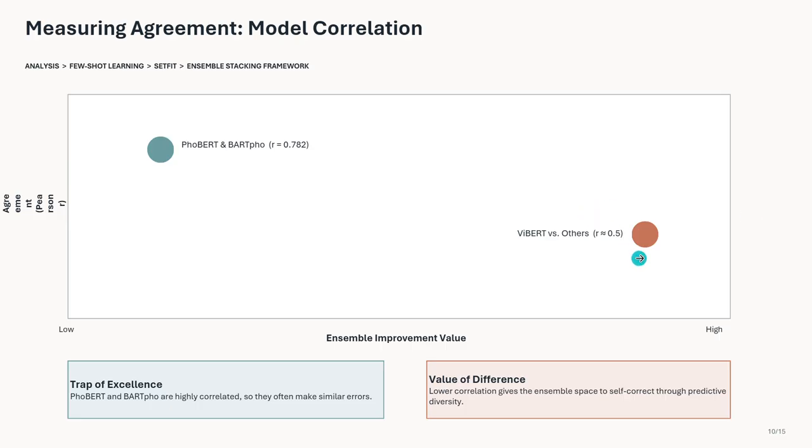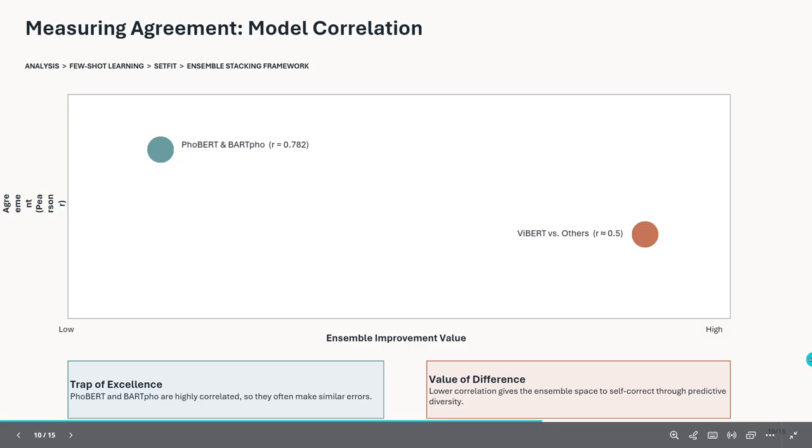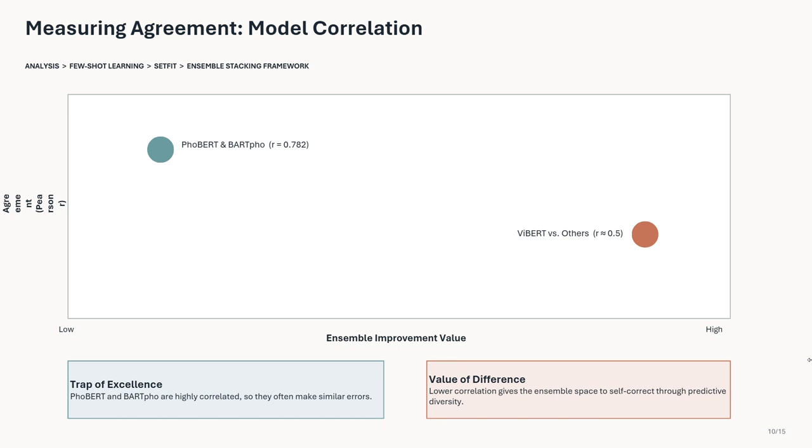To explain this result, we analyze the model collaboration. PhoBERT and BARTpho have high agreement, with a correlation of 0.78. This means they often make similar predictions, but it also means they may make similar mistakes. ViBERT has lower correlation with the other models. This means its predictions are different, and in ensemble learning, difference can be valuable. A weaker but different model can play a role that strong models cannot share.